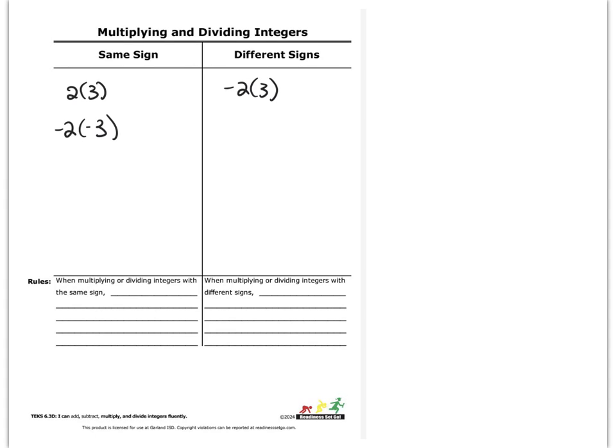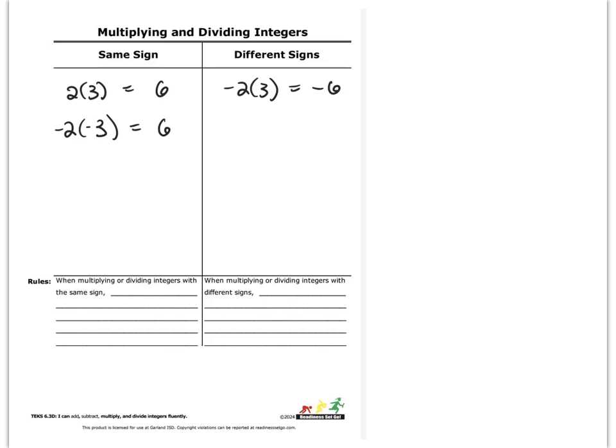So here were the first 3 multiplication facts we started with. 2 times 3, those are both positive, +6. -2 and -3, the product was still positive, it was a +6. And then here, -2 times +3 gave us a -6. So when the signs were different, we ended up with a negative product. And when the signs were the same, we ended up with positive products.